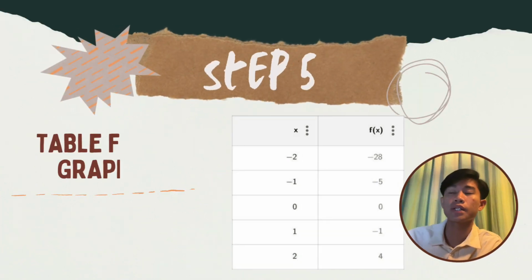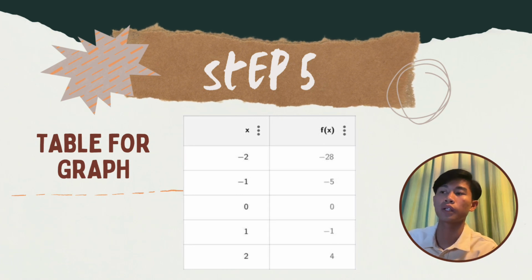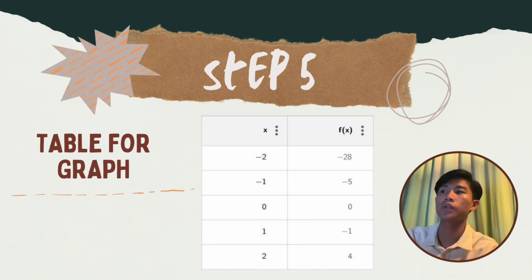After determining the nature, now we're moving into step 5, which is to create a table for the graph based on the stationary points and the values that we already defined. The table for x is negative 2, negative 1, 0, 1, and 2, while for y it is negative 28, negative 5, 0, negative 1, and 4.